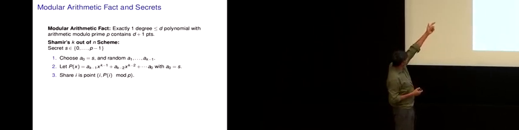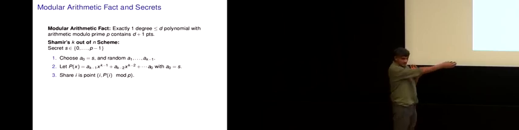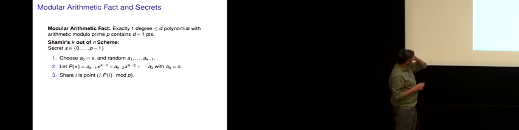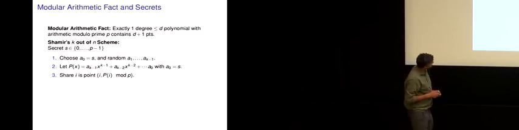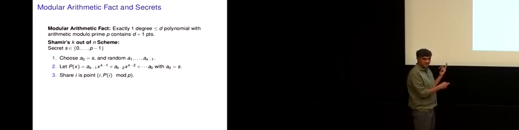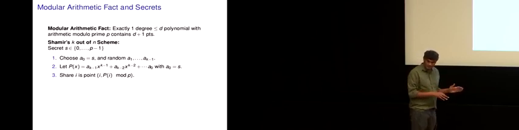I can hand out many more than k shares, because there's maybe many more than n points I could evaluate the polynomial on. Share i is the point i, P of i, mod p. I just evaluate the polynomial. This P of i means I plug in i in here. Now, i is a number. Since it's a number, I can evaluate this expression and get a number. Does that make sense? That's what P of i means.